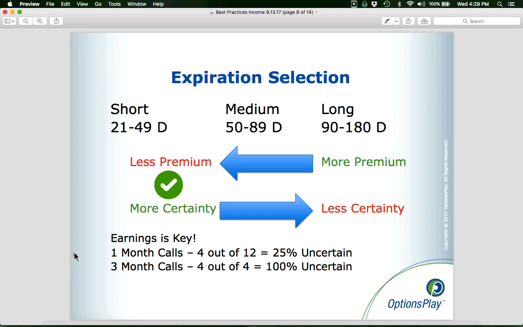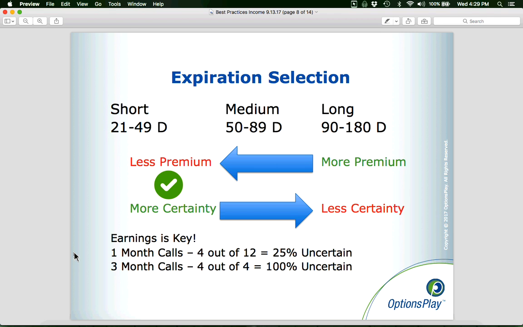So that's really why it's better to be on the shorter end of the spectrum and have most of your trades have a lot more certainty, and only a quarter of them have that uncertainty built in, versus having all of the trades that you do have uncertainty.